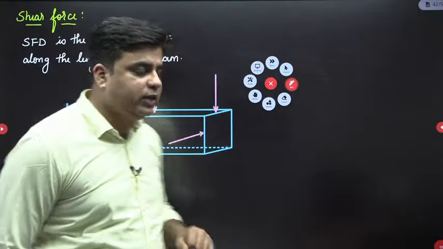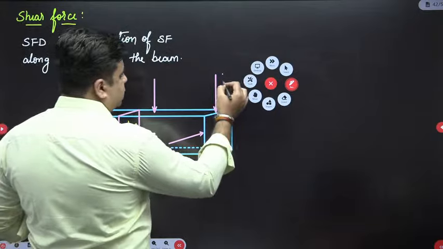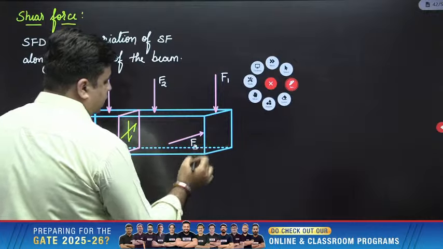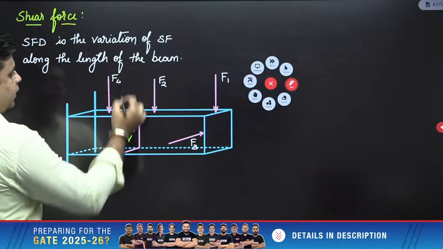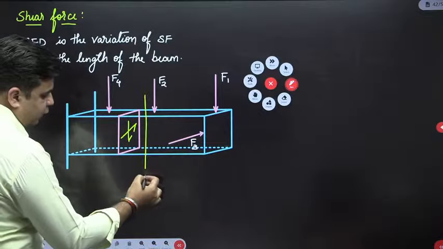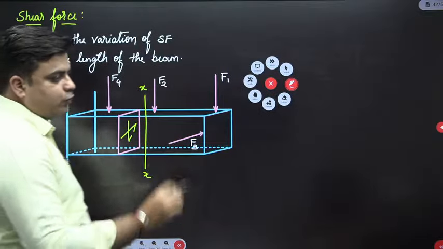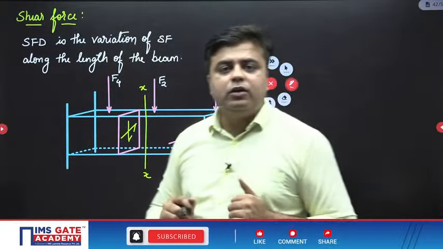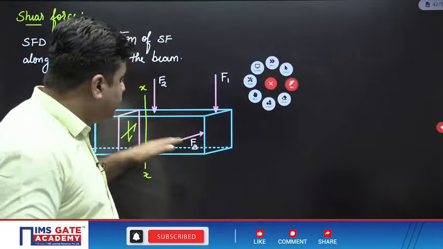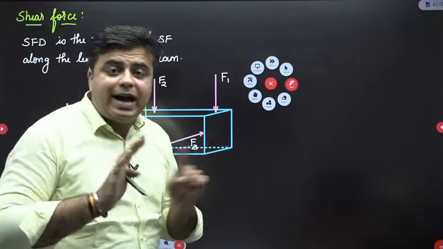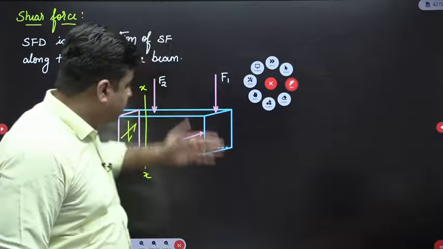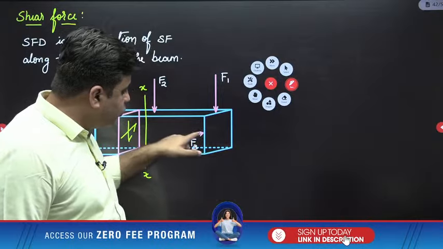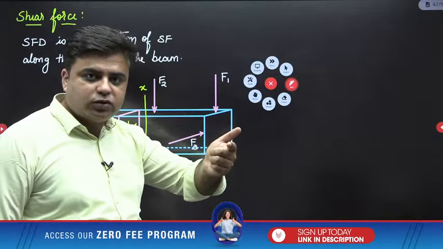What is the common confusion here? For example, say this is force F1 here, force F2 here, force F3 here, and this is F4. If I ask you what is the value of shear force over this section XX, first you should ask me, sir, should I calculate shear force due to vertical loading or due to horizontal loading? Don't add them simultaneously, please. Shear force due to vertical loading will be one shear force and shear force due to horizontal loading will be the other shear force.